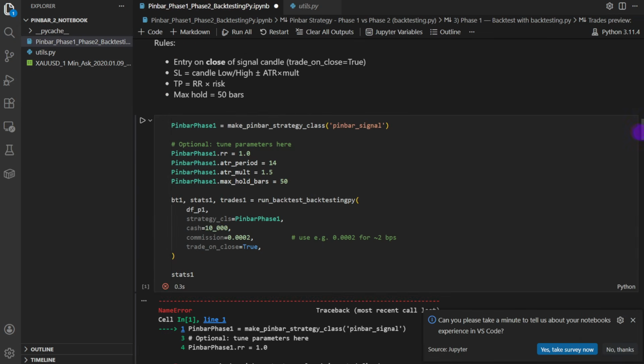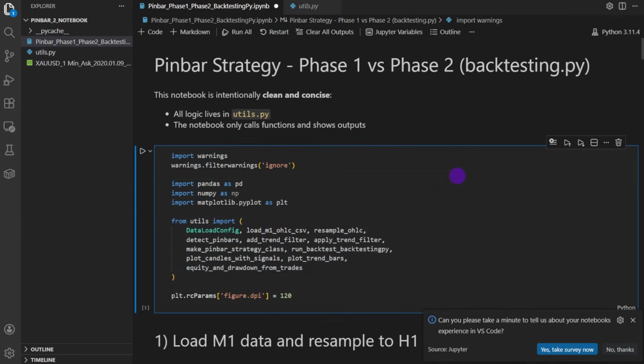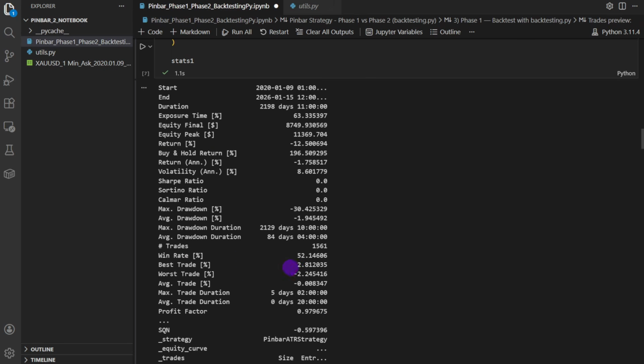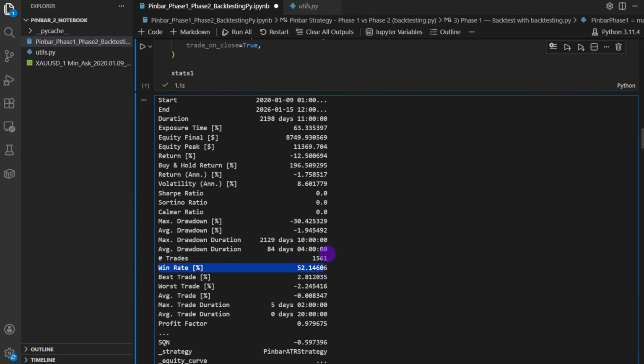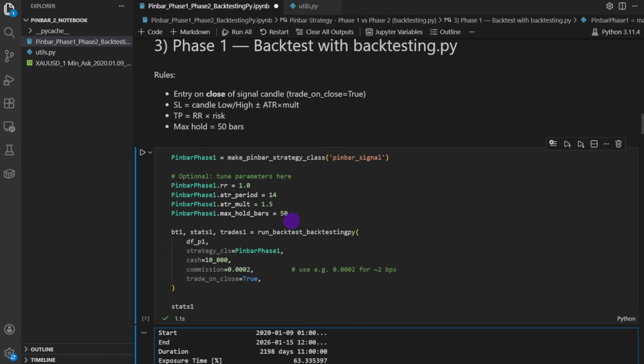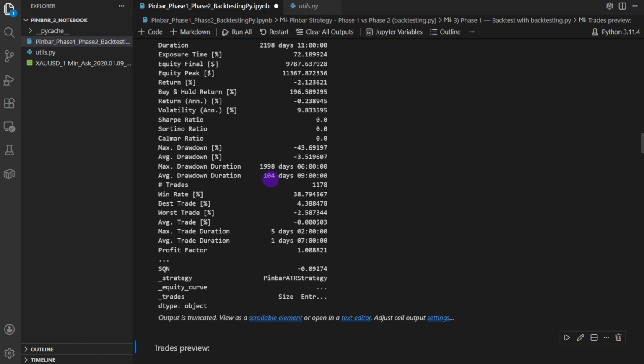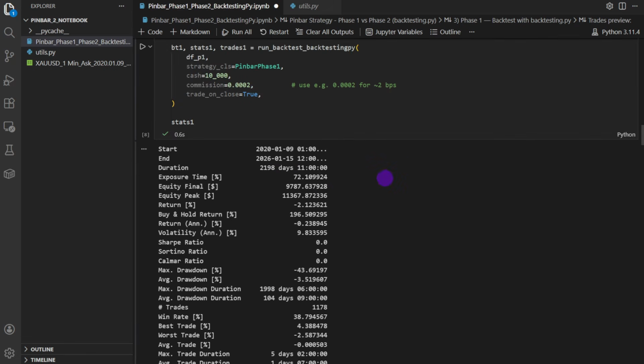So let me rerun everything because I don't think my notebook is set correctly. The win rate is around 52%. So when you set the stop loss almost equal to the take profit distance, you're going to get something totally random, 50%, either in the bullish or the bearish direction. So now I'm going to put this back to 2 because that's what we're going to backtest now for the other phase as well. So that's -2%.